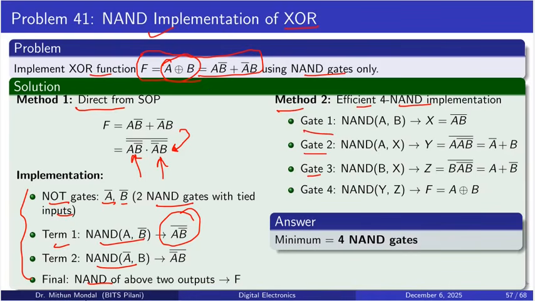So we need 4 gates here, and these gates are used in the NAND form of A and B. So we get output X, which is equal to A B bar. Then this X will come here, and we can use the NAND operation with A. So this is the output, and that output is Y. And NAND of B and X will give you the output Z, and NAND of Y and Z gives the output F equal to A or B. So minimum we require 4 NAND gates for this particular case.